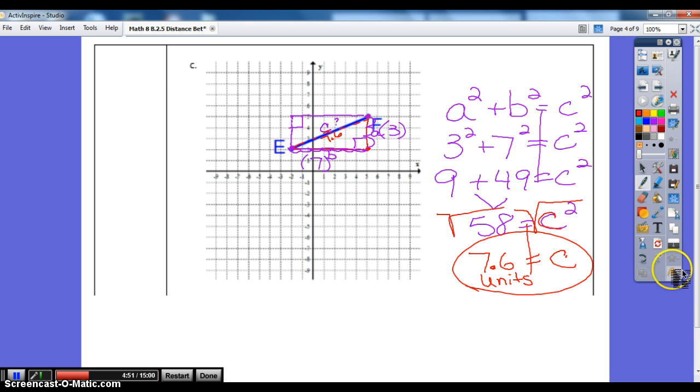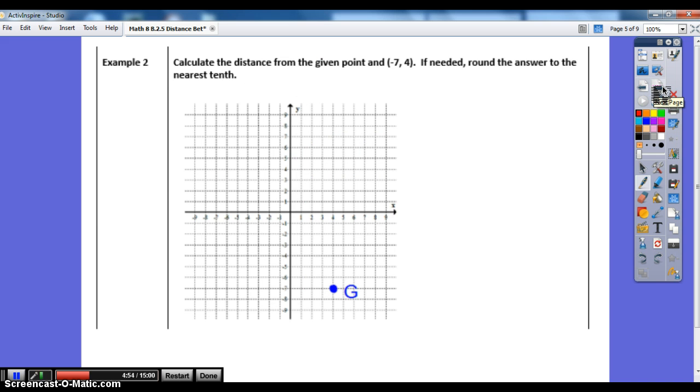All right. Calculate the distance from the given point at -7, 4. If needed, round to the nearest answer. Are we missing something here? What do we need to know? You do what it says and then plot it, and then you have to make your lines to make a triangle. Exactly. So here's our given point, G.